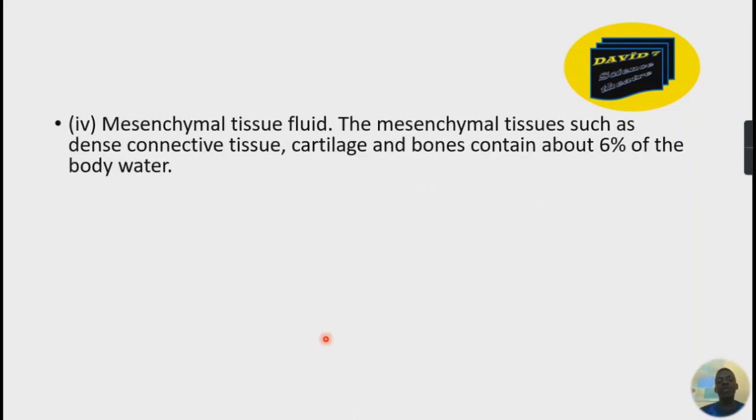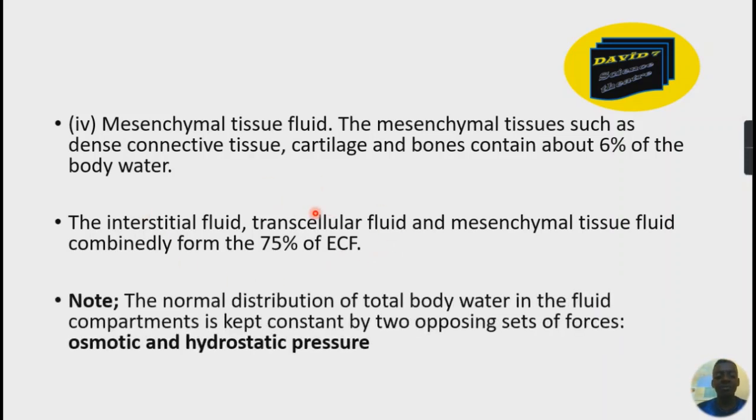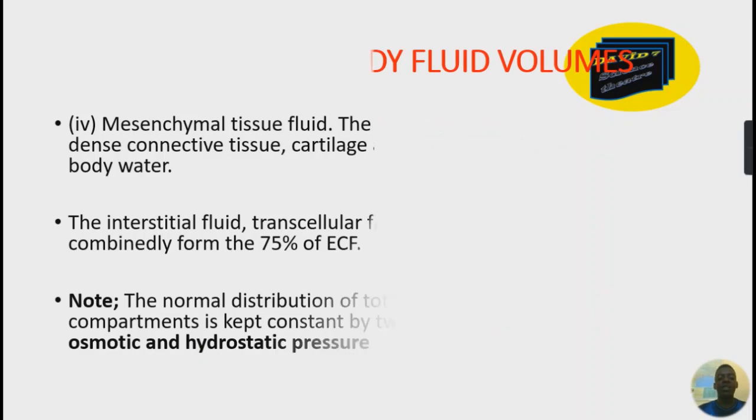And four, we have mesenchymal tissue fluid. Mesenchymal tissues are, for example, the dense connective tissue, cartilage, and bones. These contain about 6% of the body water. The interstitial fluid, transcellular fluid, and mesenchymal tissue fluid combined form 75% of the ECF. You now have to note that the normal distribution of total body water in the fluid compartments is kept constant, and this is done by just two forces: osmotic pressure and hydrostatic pressure.